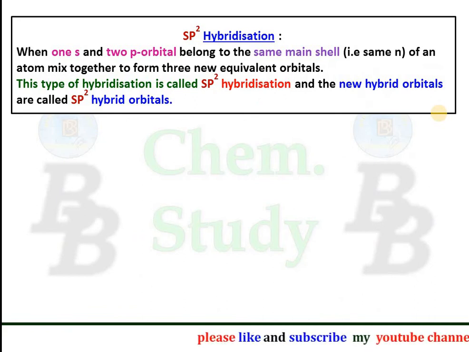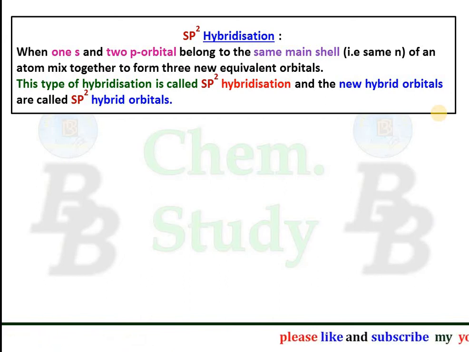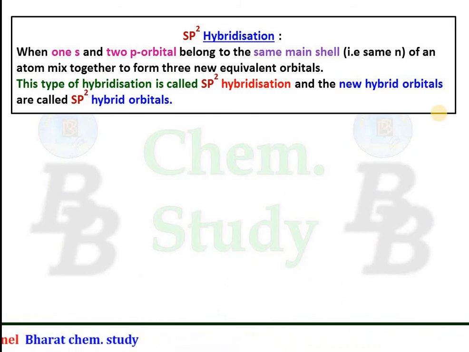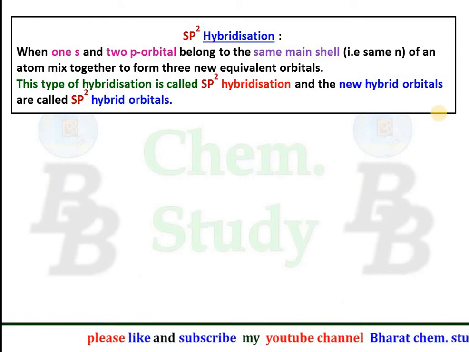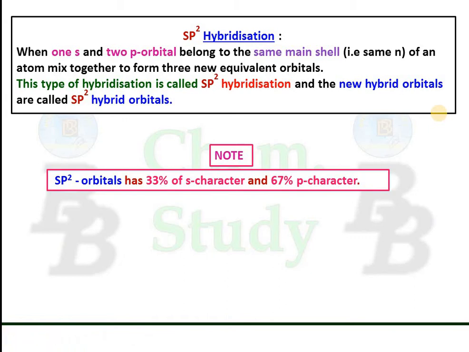Now sp2 hybridization. When one s and 2 p orbitals belonging to the same main shell, that is having the same value of n, mix together, they form three new equivalent orbitals. This type of hybridization is called sp2 hybridization, and the new hybrid orbitals are called sp2 hybrid orbitals. Note, the sp2 orbitals have 33% s character and 67% p character. Now let's understand the sp2 hybridization in the case of the ethene molecule, having the formula C2H4.